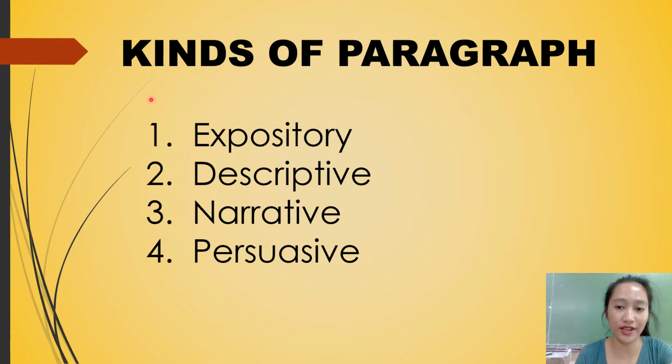Before moving to the kinds of paragraph, let us first enumerate the 4 basic features of the paragraph. What are they? We have 1, unity, 2, completeness, 3, coherence, and 4, emphasis and or order. So, there you have it. Now, for the kinds of paragraph, we have another 4. 1, the expository, 2, descriptive, 3, narrative, and 4, persuasive.